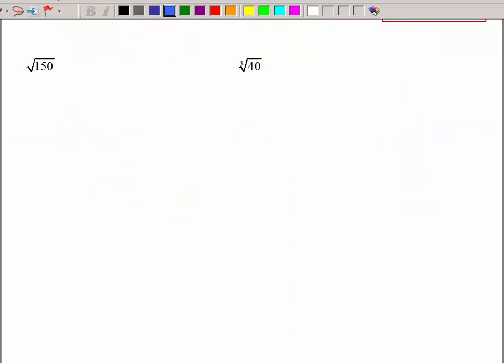Alright, notice these two problems. We have a square root and we have a cube root. Well, let's do that square root one more time. 150, I know it ends with a 0, so I know that's divisible by 10. I know that's 10 times 15, that's 2 times 5, and that's 5 times 3. So I have a pair of 5s. So that's going to come outside of the radical.